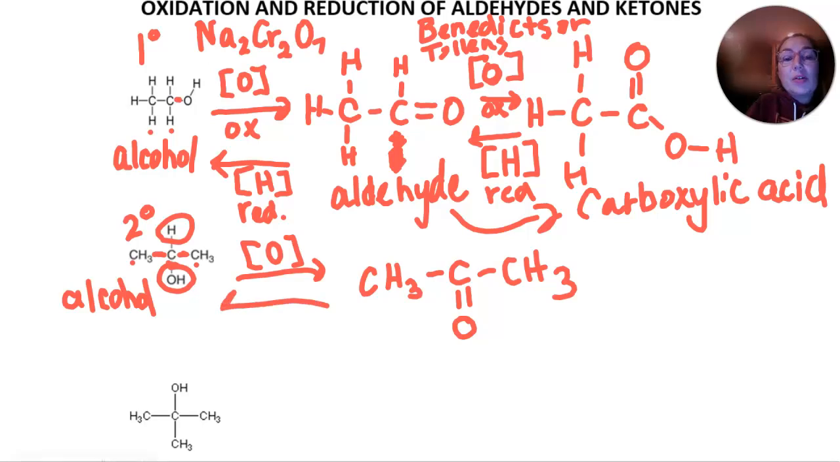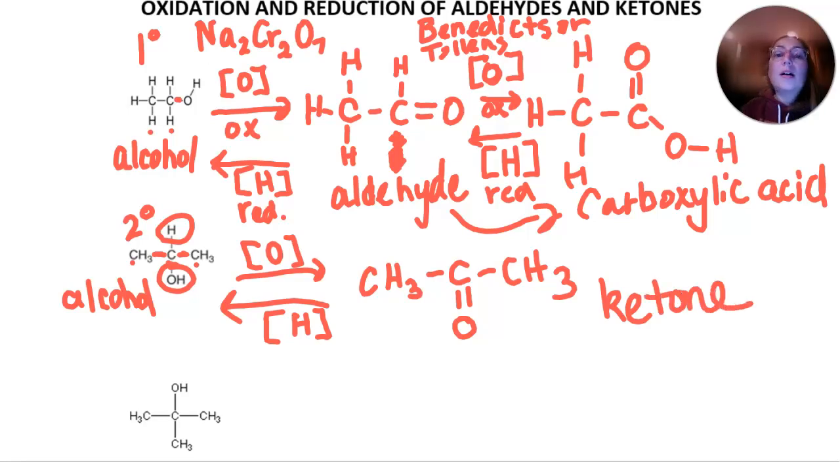It can undergo reduction in the opposite direction. We'll put a little H in brackets to go backwards for our reduction. And so our ketone, much like our aldehyde or carboxylic acid, could be reduced. In this case, our ketone will be reduced back to our secondary alcohol, and we could use our hydrogen and nickel for that.